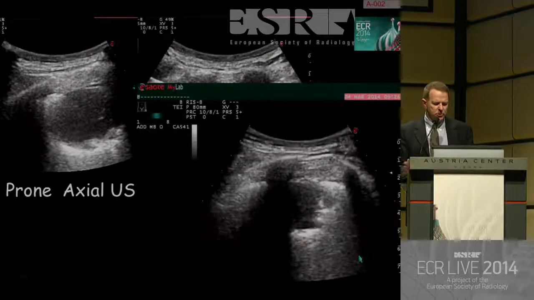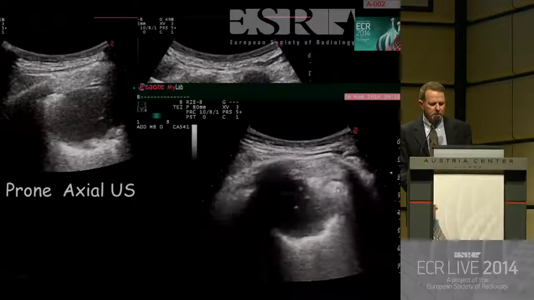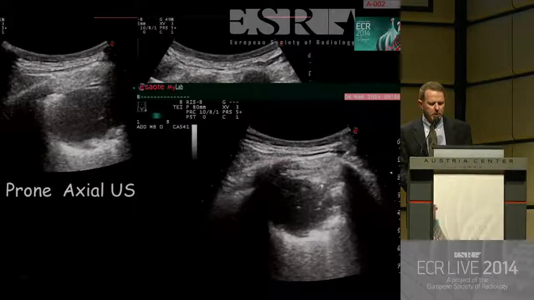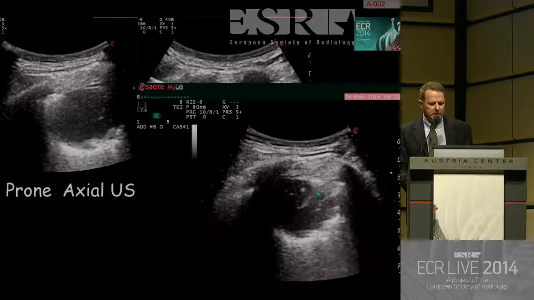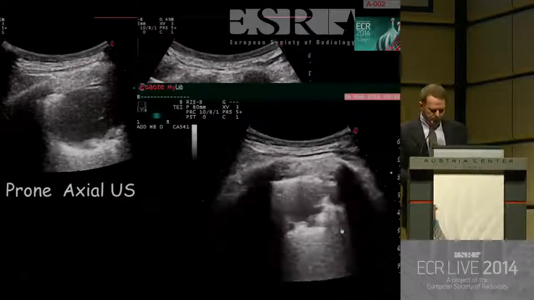And this is the procedure. Quite easy. You see the needle coming over here. You see the lung. You go to an area where the lung is not in the way, enter the lesion, see the needle, and fire with a biopsy gun.